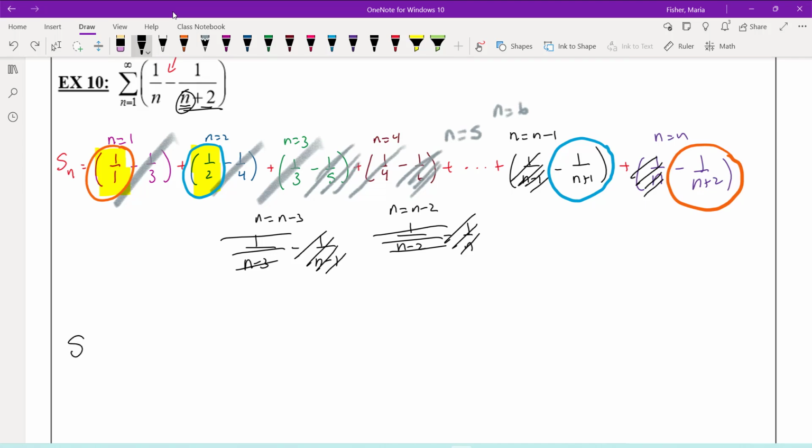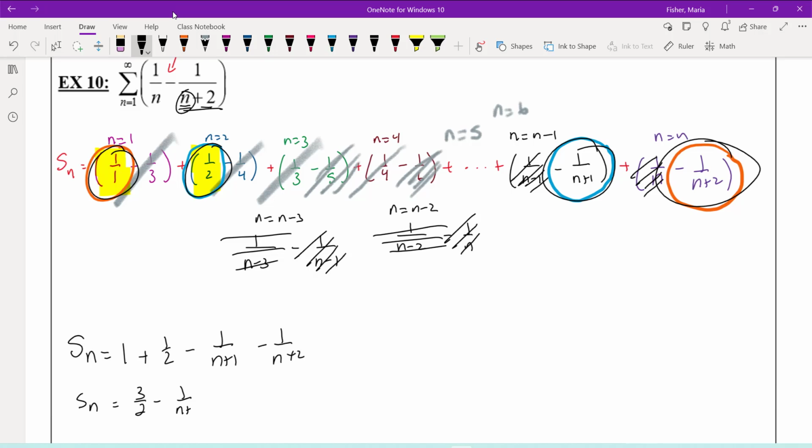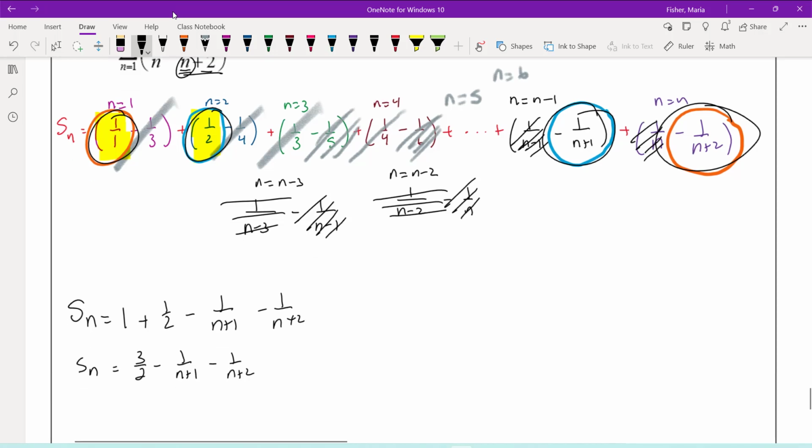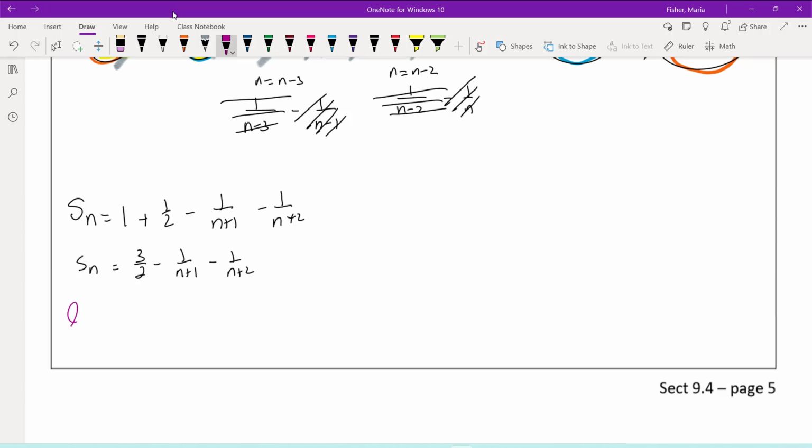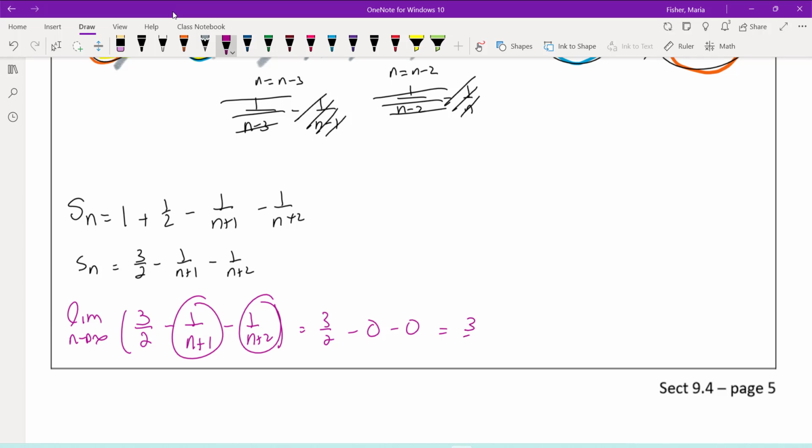If we were to clean this up, S sub n would equal 1 over 1 is just 1 plus a half minus 1 over n plus 1 minus 1 over n plus 2, which is really 3 halves minus 1 over n plus 1 minus 1 over n plus 2. Now we can take the limit as n goes to infinity of this sequence of partial sums. So the limit as n goes to infinity of 3 over 2 minus 1 over n plus 1 minus 1 over n plus 2 would be 3 halves, and then that's just going to be a minus 0 and a minus another 0, which is equal to 3 halves.